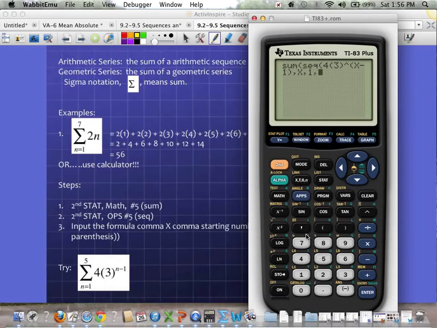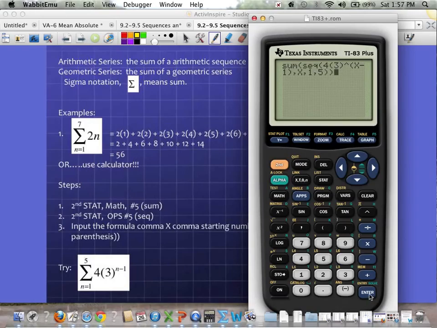Then my 5. Now, I have 1, 2, 3, 4 parentheses going that way. So I better have 4 going the other way. So now I have 1, 2, I need 2 more.